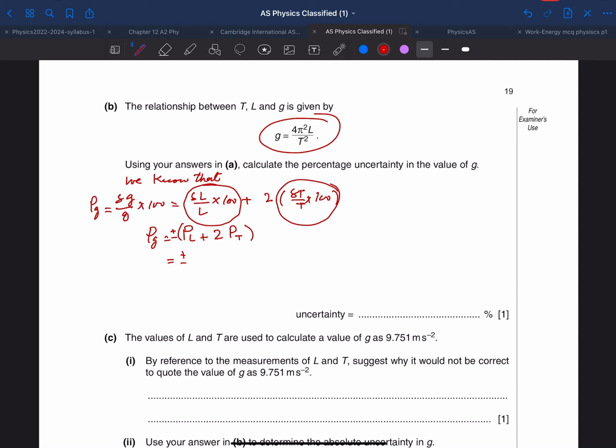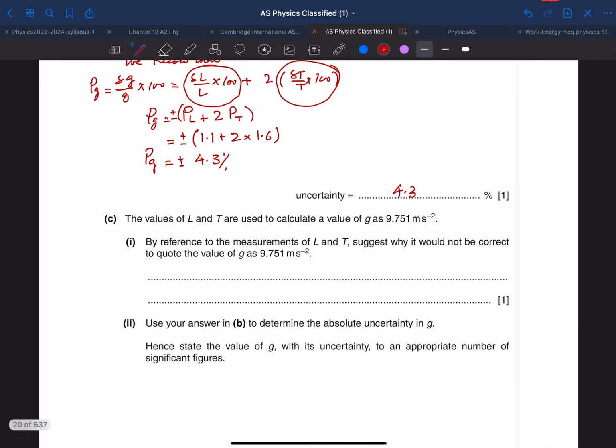We have already calculated the values 1.1 and 2 into 1.6. This will give us the answer of the percentage uncertainty of G, which is nothing but 4.3%. So 4.3% will be your answer. Simply here the percentage uncertainties we have already calculated in the previous part, and here we had to use those percentage uncertainties, and that's it. So this is something which is very simple.